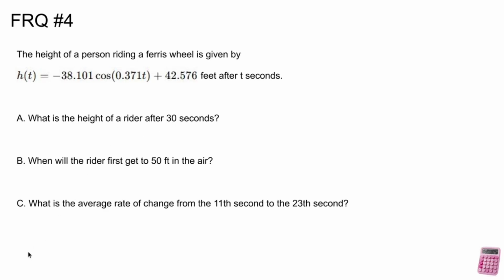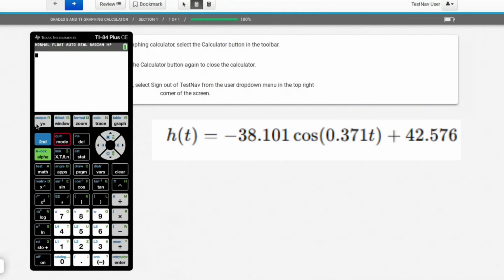So let's do that. All right, let's type this abomination into y equals. So we've got negative 38.101. Ooh, my favorite amount of Dalmatians. Cosine, parentheses automatically pops up, 0.371. T is x, x is t, all the same thing. Close those parentheses, plus 42.576. All right. If you hit graph, not going to see a whole lot.